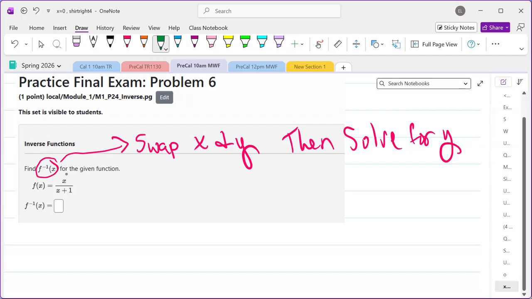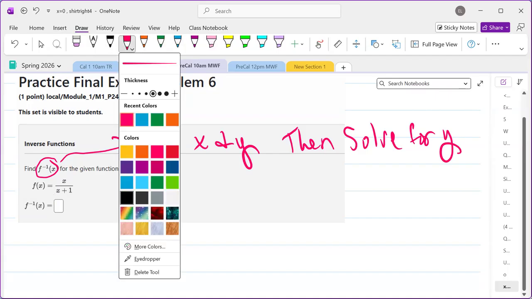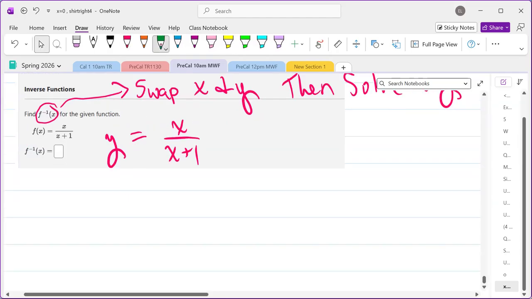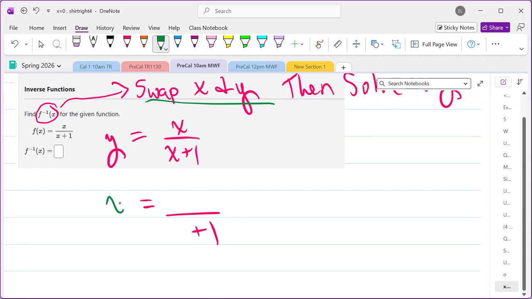So f of x equals x over x plus 1. My first step is I'm going to write y in place of the f of x. So y equals x over x plus 1. Now I'm going to do my swap. Everywhere there's a y, I write an x. Everywhere there's an x, I write a y. So now I have x equals y over y plus 1.